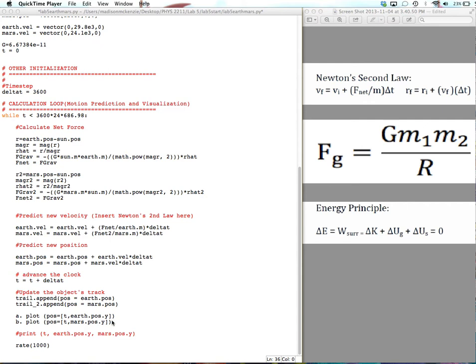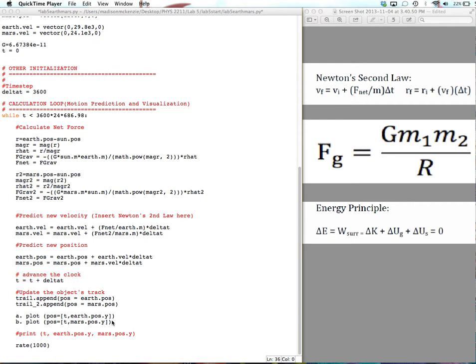Net forces were calculated for each planet by first specifying position relative to the Sun, which was set at the zero vector. Then the magnitude and direction were calculated, and these values were then input into the gravitational force equation to get F net, because, in this case, the gravity from the Sun was the only force acting on each of the planets. The new velocities were calculated from the initial velocity plus F net over m times delta t, as given in the equation from Newton's second law.